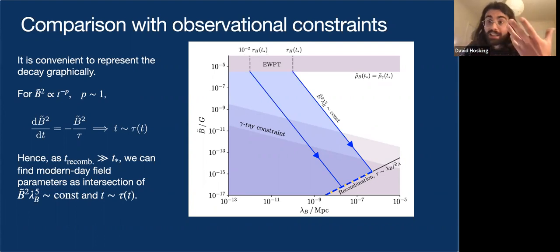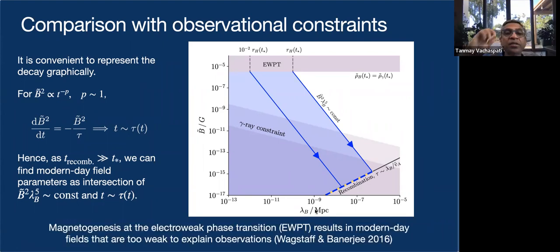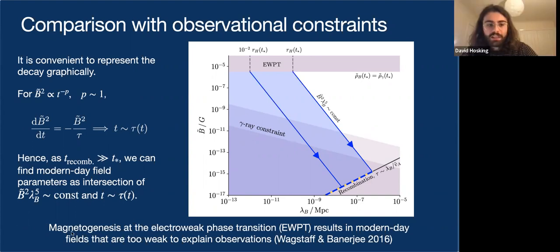And what's typically believed to be the case is that magnetic fields, if they were generated at the electroweak phase transition, would be more likely to have a correlation scale much smaller than the Hubble radius. Something like 10 to the minus 2 seems to be a canonical estimate. And of course, if you start there, even with magnetic energy that equals radiation density, you end up way in this disallowed region. This is not my result. This is the result, I think, of Wagstaff and Banerjee 2016. They say that magnetogenesis at the electroweak phase transition results in modern day fields that are too weak to explain observation, so it appears unlikely. This is for non-helical magnetic field, I should say.